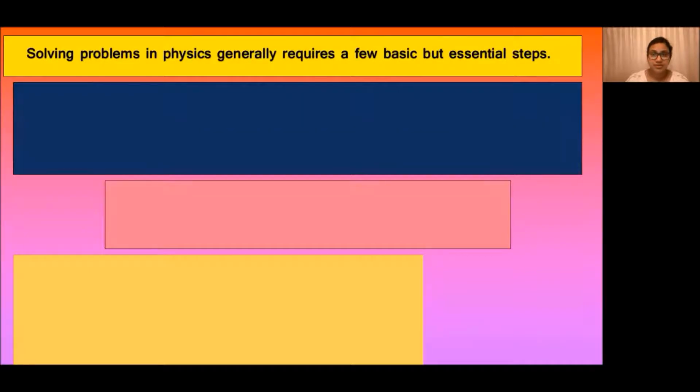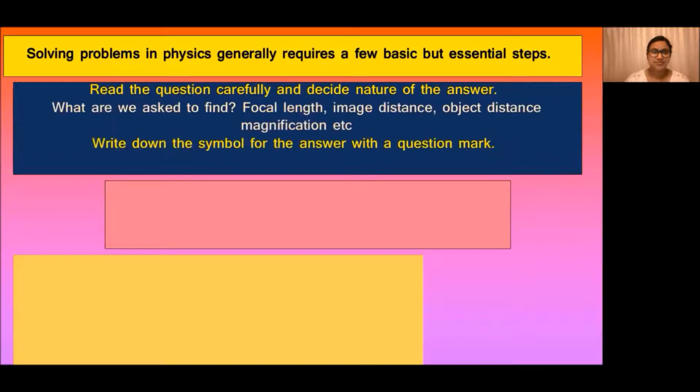Solving problems in physics generally requires a few basic but essential steps. Read the questions carefully and decide the nature of the answer. What are we asked to find? Such as focal length, image distance, object distance, magnification, etc. Write down the symbol for the answer with a question mark. For example, U equal to ? or V equal to ?, etc.